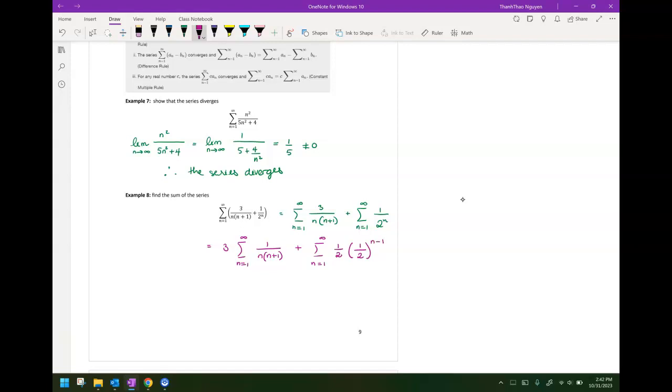So I can calculate. We did this earlier: the sum of the first series is equal to 1. So this is equal to 3 times 1. I can find the sum of the second series using the geometric formula. So this is 1/2 divided by 1 minus 1/2. So we have 3 plus 1. This is equal to 4. So that is the sum.